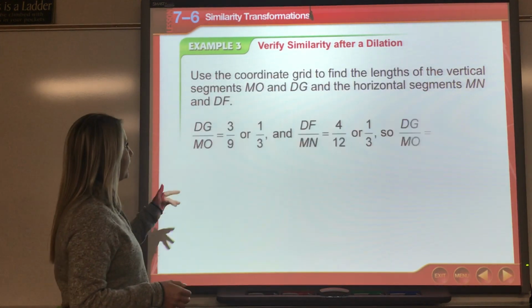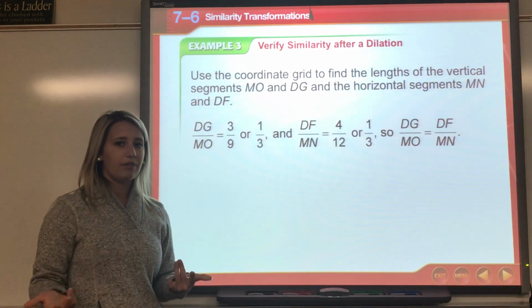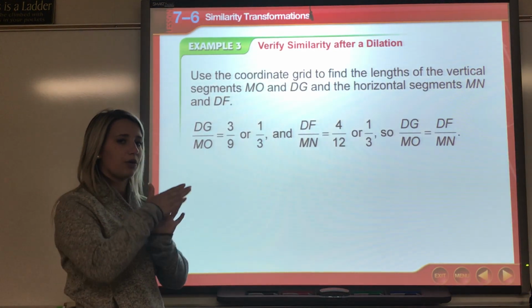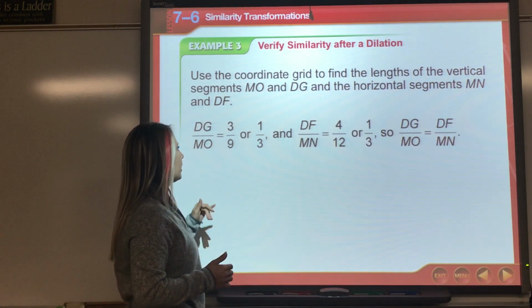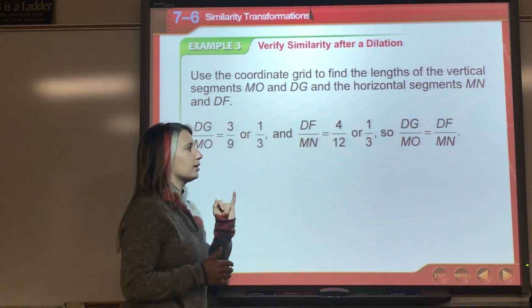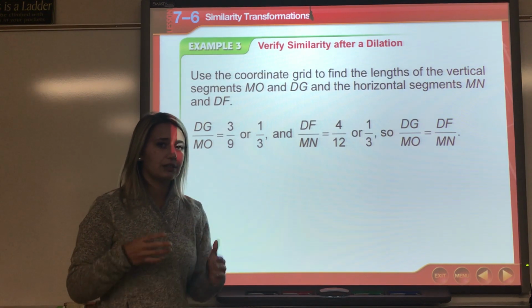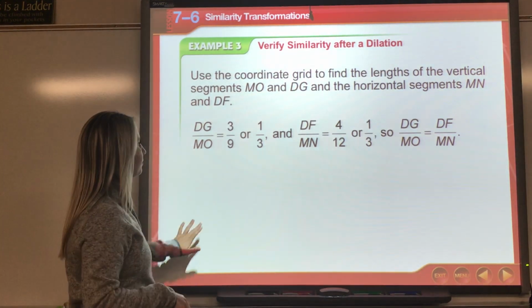Okay, so on the next page, we're just finding out what the scale factors are for those two corresponding sides, this one and that one. Okay, and we're getting 1/3 and 1/3. So the proportions, the ratios of those are proportional.